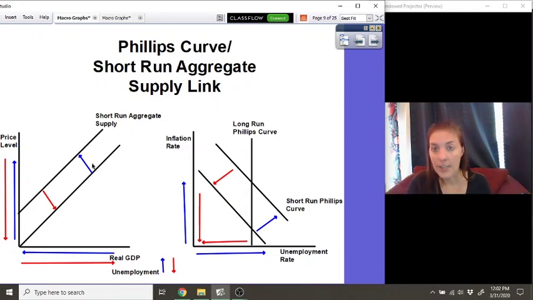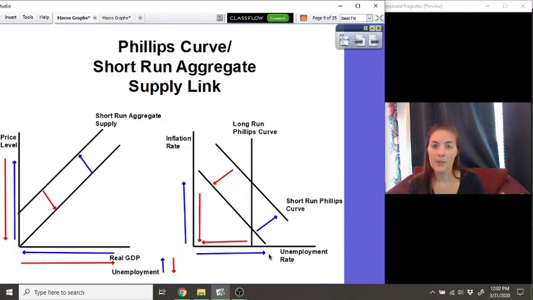So stagflation, which we've talked about a bunch: when resource costs are higher, the short-run aggregate supply moves to the left, which is a problem because now not only is inflation going up, but GDP is going down, which means unemployment is going up as well. So now, instead of that inverse relationship between inflation and unemployment, you have a direct relationship between inflation and unemployment.